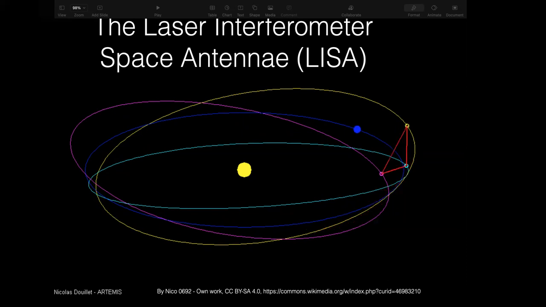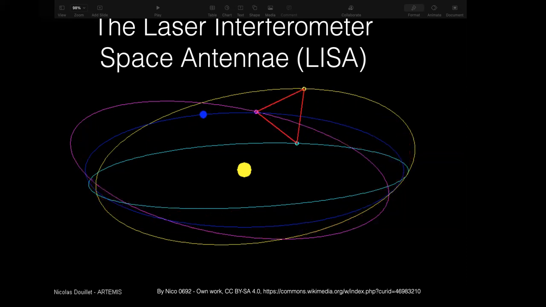So such sources could be massive black holes. This could be the collision of a few million solar masses smashing into each other. And other such sources will be things like extreme mass ratio inspirals, and that consists of a small body falling into a very, very large black hole.